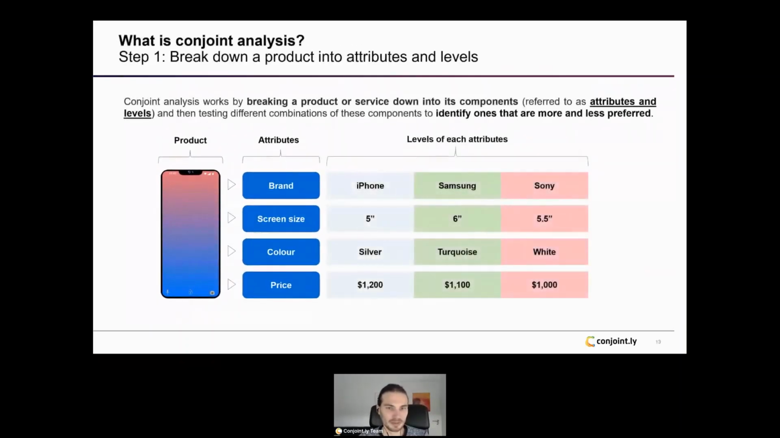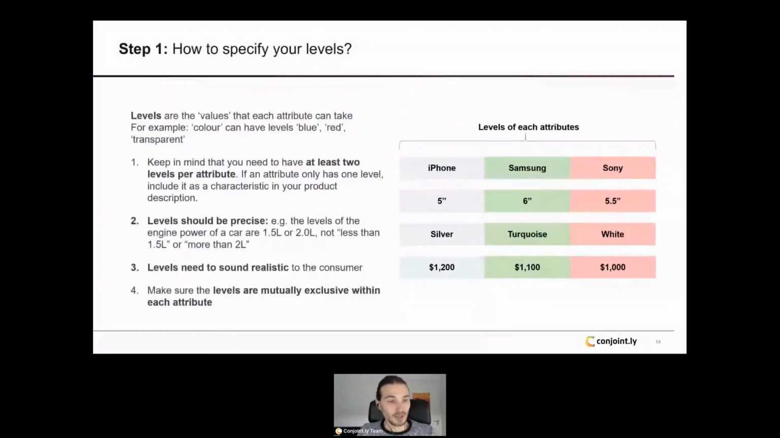So let's look at the levels. So levels, as I mentioned, these are the values that each attribute can take on. So if we're thinking about colors, any color of the color wheel. If we're thinking about brands, it could be any brand on the market or a new brand. One important thing is you need at least 2 levels per attribute. Otherwise, simply put, it's a product description.